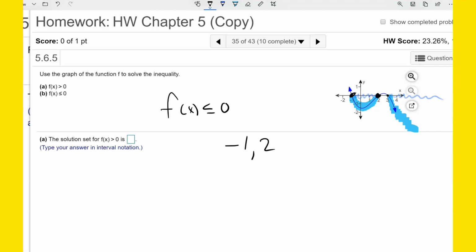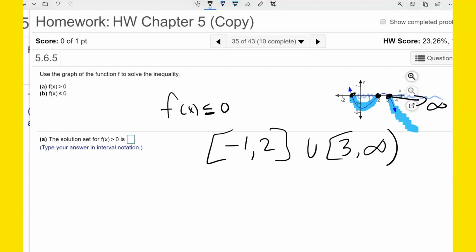Negative 1 to 2. And I'm going to have brackets on that. Why? Because the negative 1 and 2 are 0, and it's including 0 here because it's less than or equal to 0. And also starting here from 3 on to infinity. 3 is included to infinity. Infinity is never included. Infinity always has a parentheses. So this is the exact way that you should type in the answer to part B.